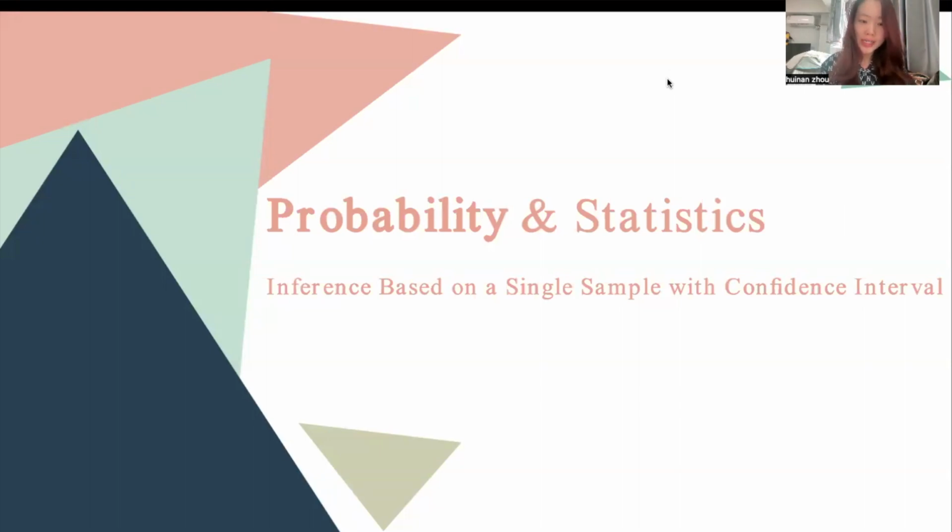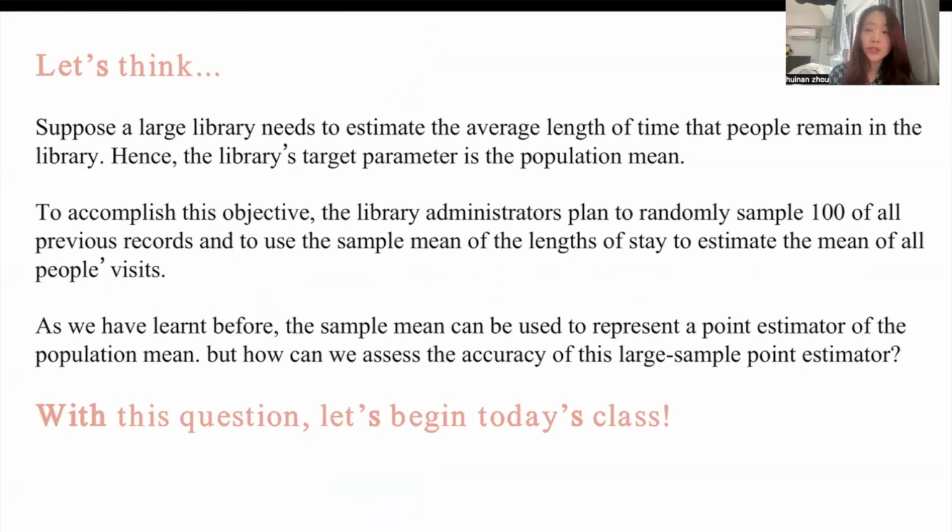Our topic today is the inference based on a single sample with confidence intervals. Let's think about this question here. Suppose a large library needs to estimate the average length of time that people remain in the library. So the library's target parameter is the population mean.